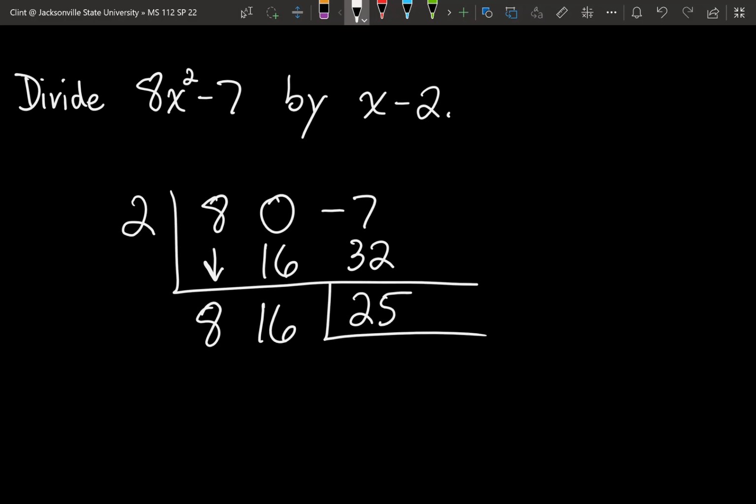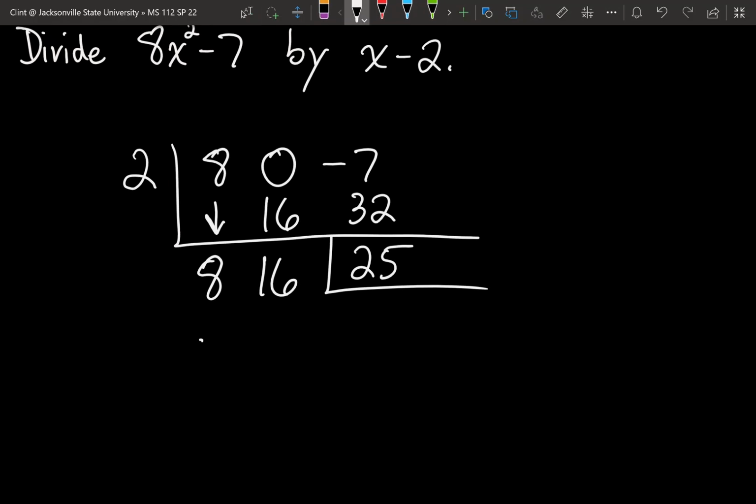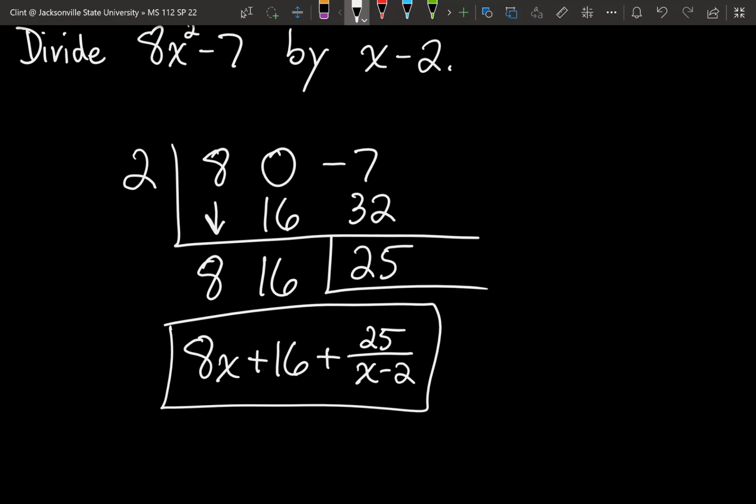This 8 is going to be the coefficient on what power of x? Well, we started with x squared, so this is just 8x. We go down by 1, so our answer will be 8x plus 16, and then plus our remainder over our divisor. I just added a 0 where we're missing the x term. So we had 8x squared, 0x, and then minus 7. That's right.